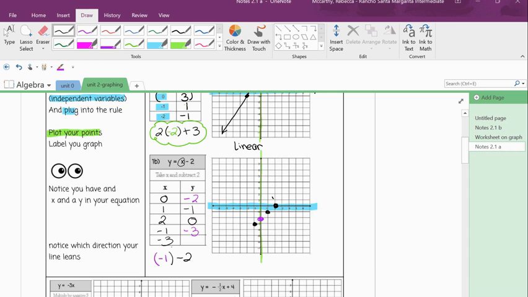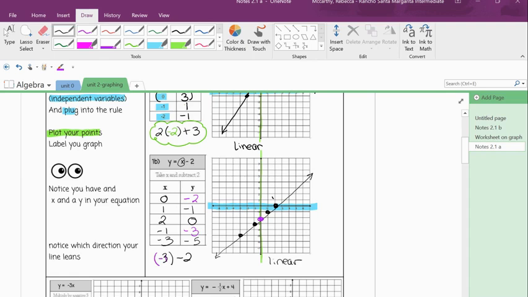And then now I'm going to try -3. So -3 minus 2 gives me a -5. Signs are the same, I add. So -3, -5 would be right there. Notice again, this is a straight line. We call that linear. So I'm going to write that this is a linear equation.